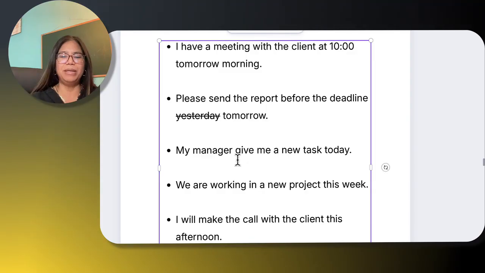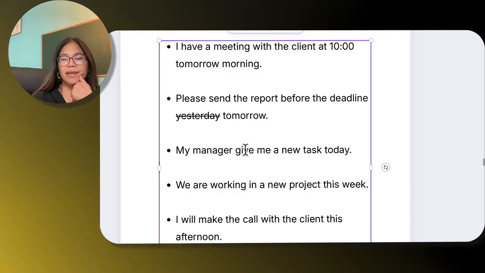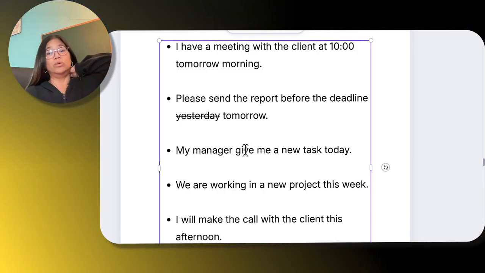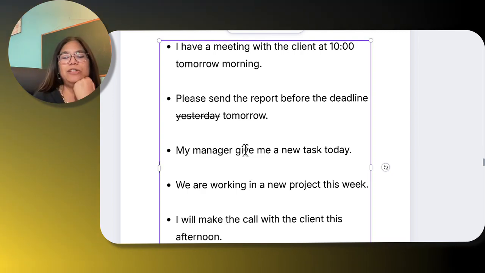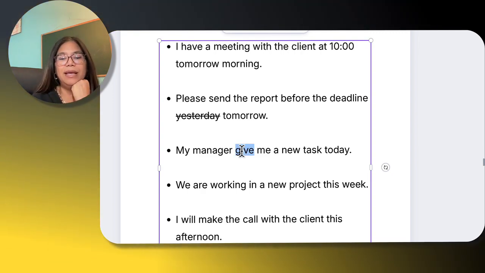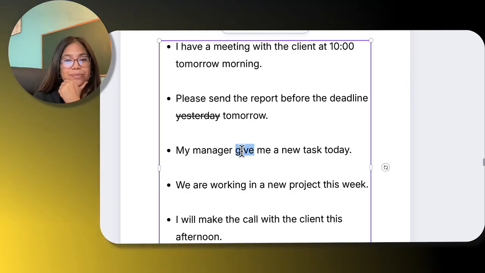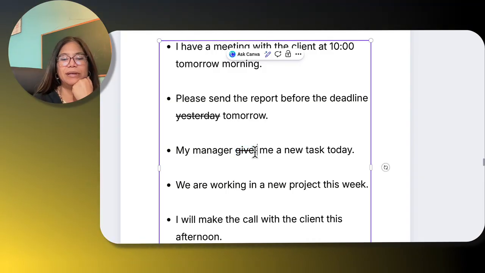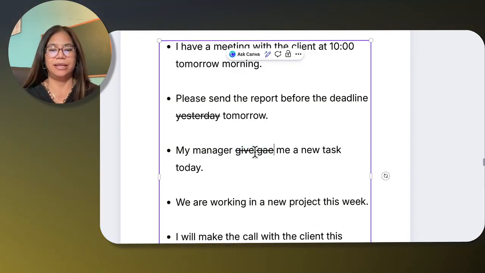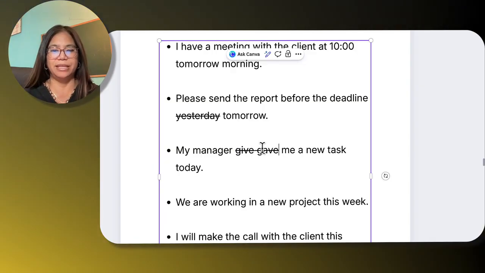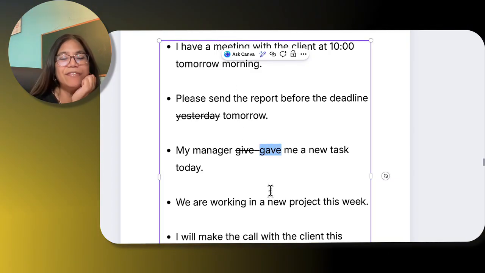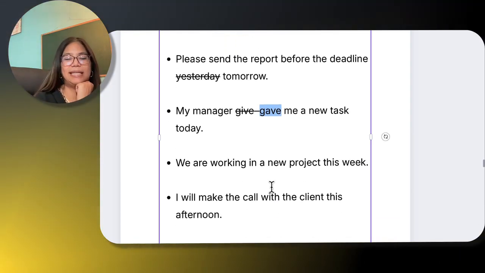My manager give me a new task today. So here, give, it's a verb, es un verbo. Pero no está conjugado bien. My manager give me a new task today. Tiene que estar en pasado simple. So it would be gave. Gave me a new task today.